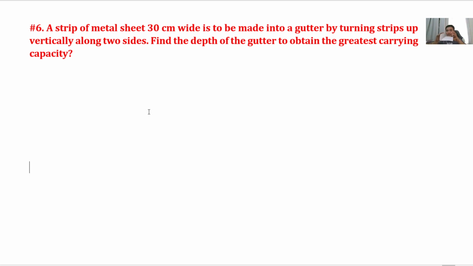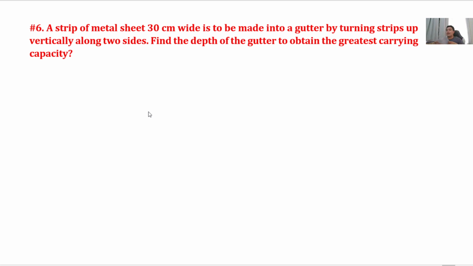The question is, what is the depth of this gutter? If the whole length of this is 30 centimeters, how is it divided? What will be its height? Both sides should be equal to obtain the greatest carrying capacity of the gutter. Hope you visualized it. Did you see what I'm holding? From the original metal sheet like that, it becomes like this. Now, the question is, find the depth. What will the height of this be?